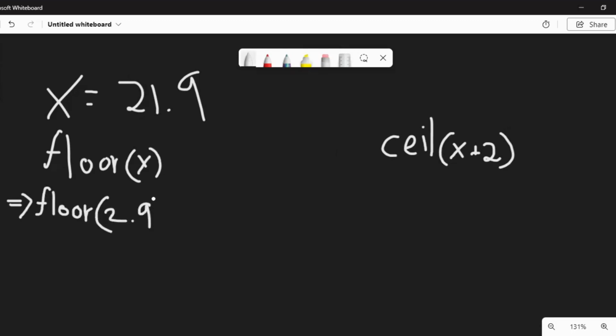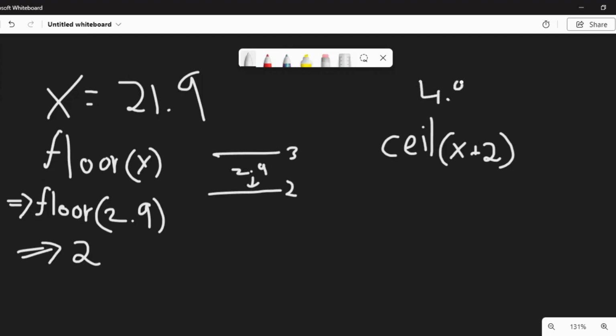The floor of 2.9 is still going to be 2, even though it's so close to the value of 3. It's still going to be 2, because again it's the bottom of 2 and 3. And for the ceiling, since we have x plus 2, it becomes 4.9, and the ceiling of 4.9 is going to be 5. Okay, so we have that cleared up, right?